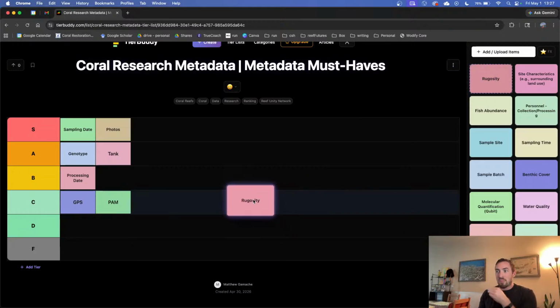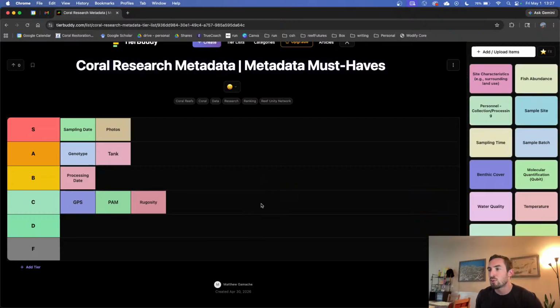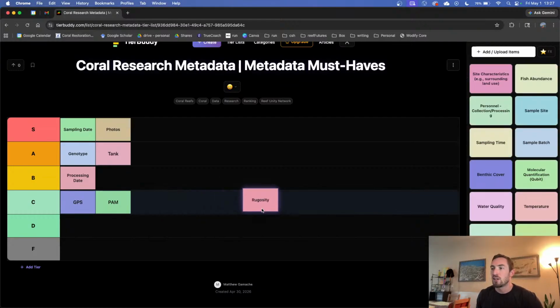All right, back to the field. Reef rugosity. This is the change from the maximum height of the reef structure to the nooks and crannies in between. So how high and how low, how shallow to how deep, that range.